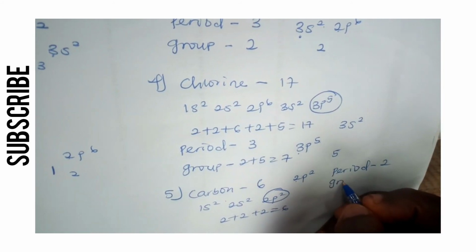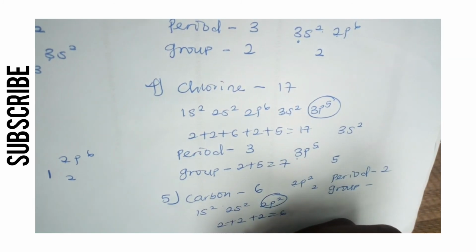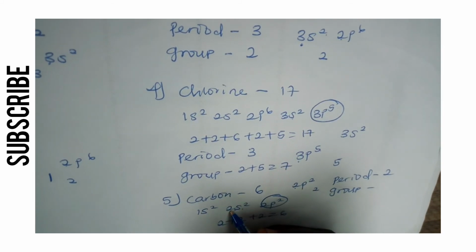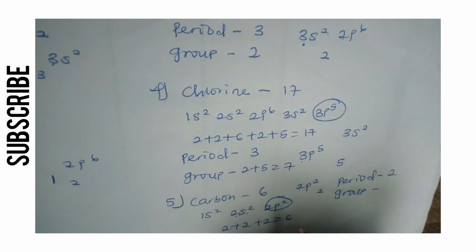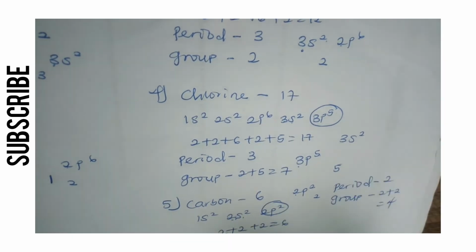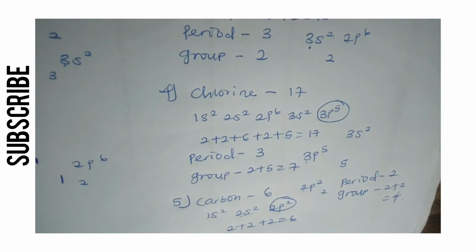To get the group, the power of the orbital here is 2. When we take a look at the preceding orbital, 2s2, the coefficient is also 2. 2 and 2 are the same. Therefore, we have to add the powers together. 2 plus 2 is equal to 4. Therefore, carbon belongs to group 4 in the periodic table.